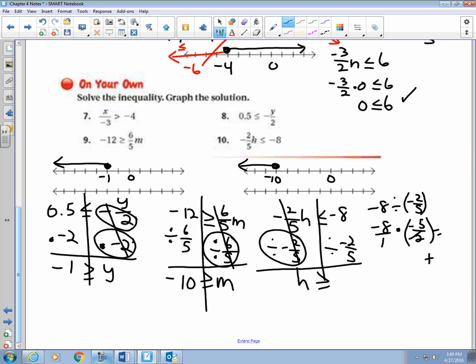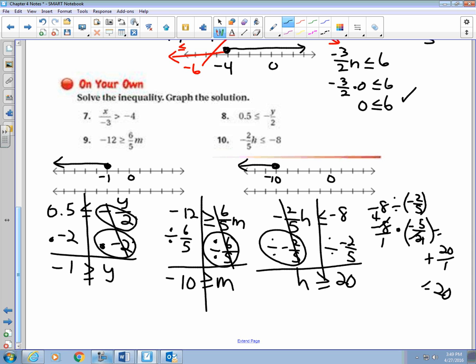I'm going to see if I can cross cancel. The 2 and the 8 can be cross canceled. 2 divided by 2 is 1. 8 divided by 2 is 4. So in the top I have numerator 4 times 5 is 20. And in the denominator I have 1 times 1, which is 1. And that just equals 20. All right, so H is greater than or equal to 20.